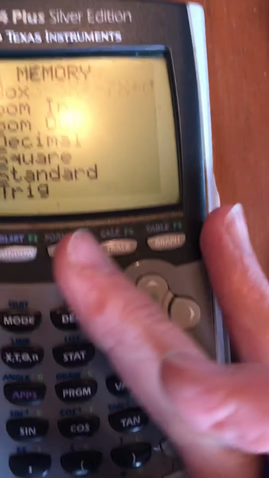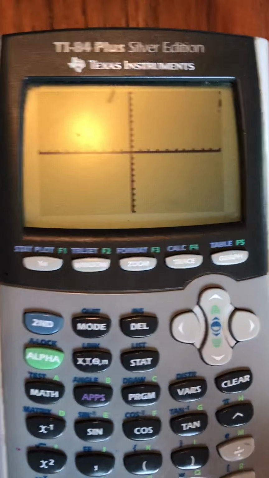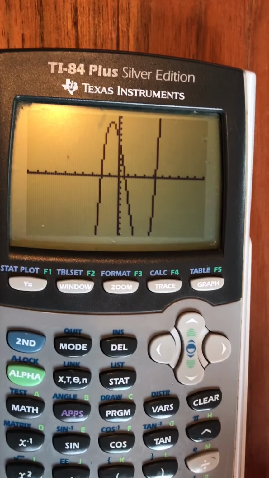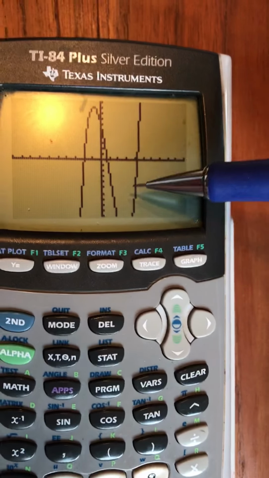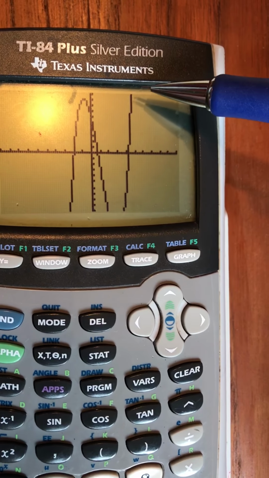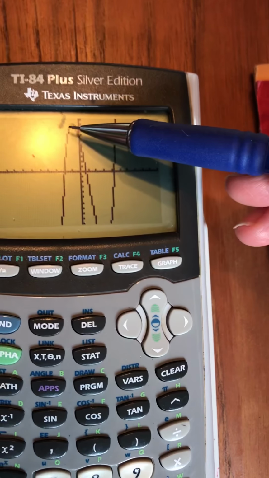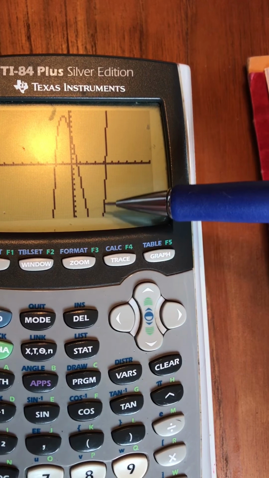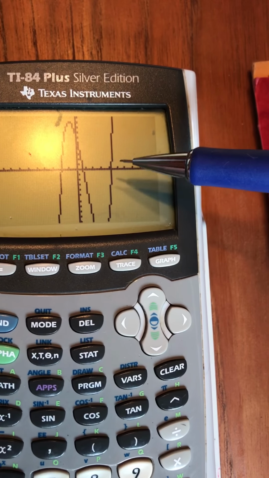All right, so if I go to a standard window, which is a good thing to start, zoom 6, minus 10 to 10 on both axes, you can see that it's your typical cubic going up and then down and then up. The end behavior for a cubic with a positive leading coefficient is up on the right and down on the left. We've got a turning point right here, and then it goes off the screen to another turning point. I'm going to show you how to find that and change our window.